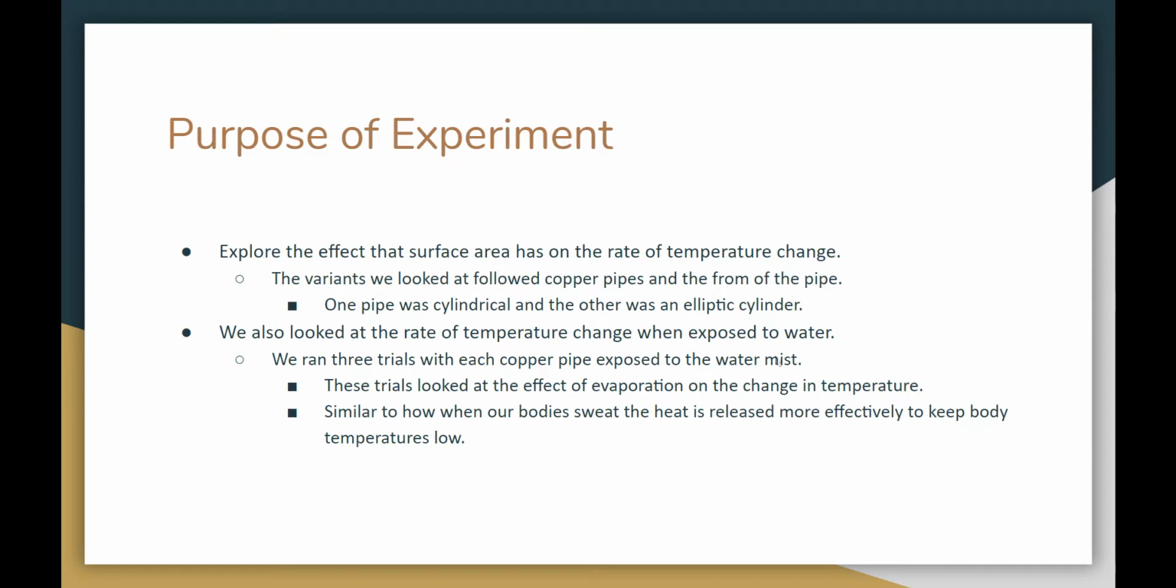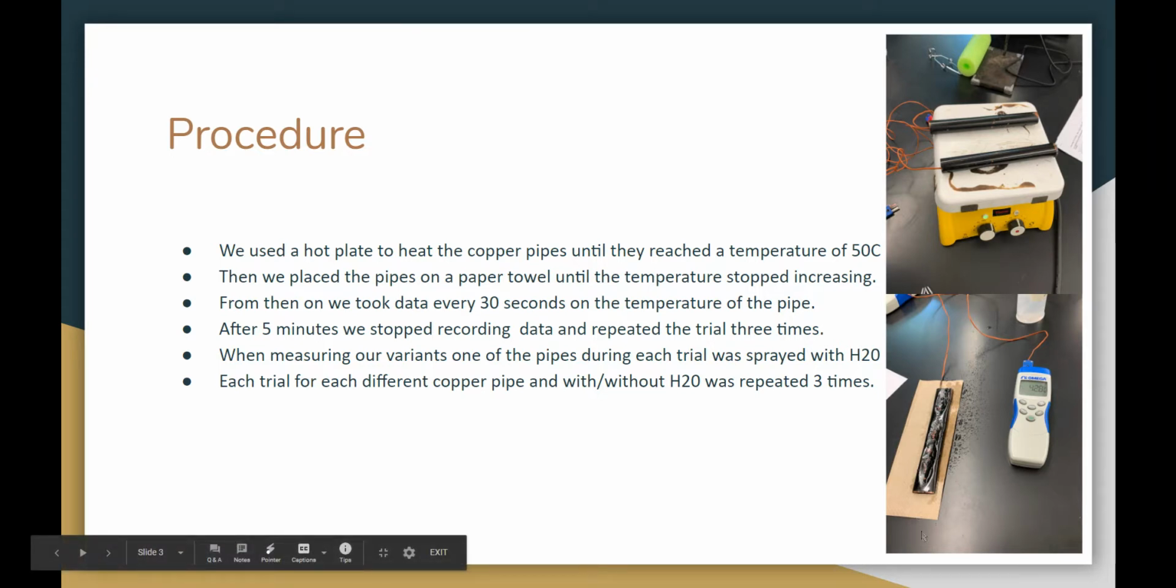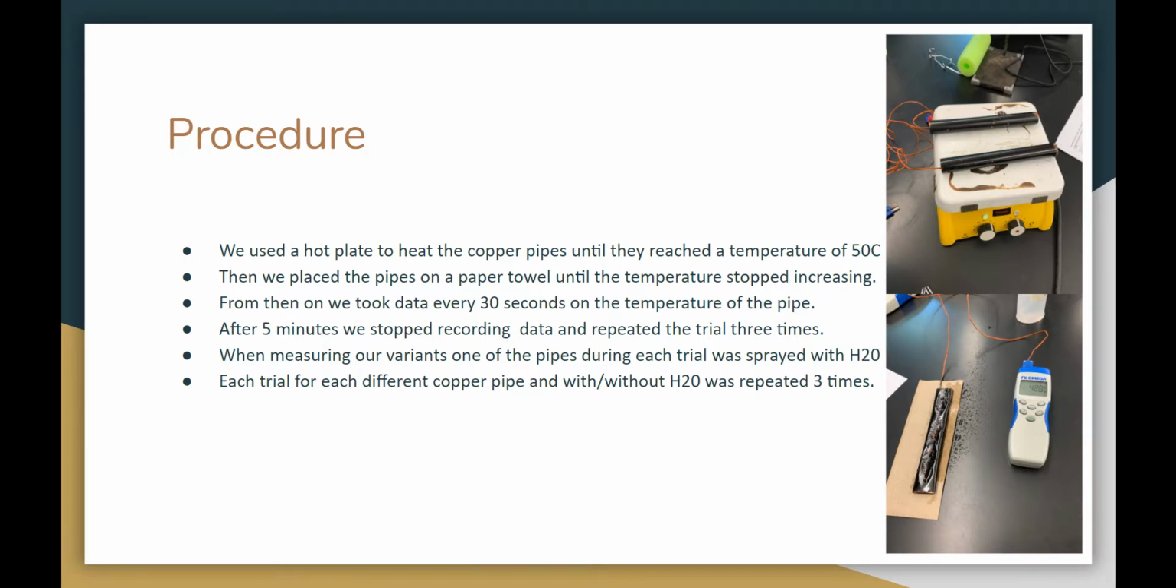One of our pipes was misted with water, as you can see in this picture right here. That was to simulate sweating in people or animals in terrestrial environments that can get water to cool down. We used a hot plate to heat two pipes, and both were set on a piece of paper towel, and one was exposed to water and the other was not. Once they stopped increasing in heat, after they got to 50 degrees Celsius, we started taking data, every 30 seconds for 5 minutes.